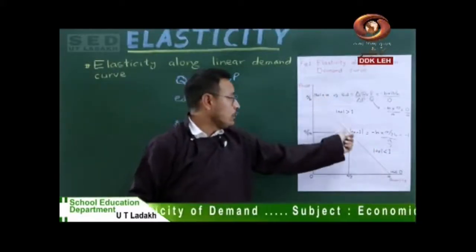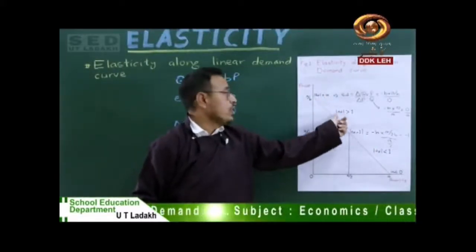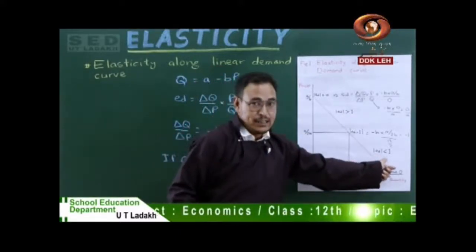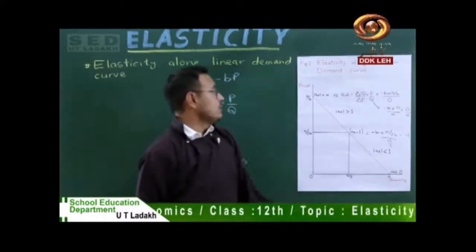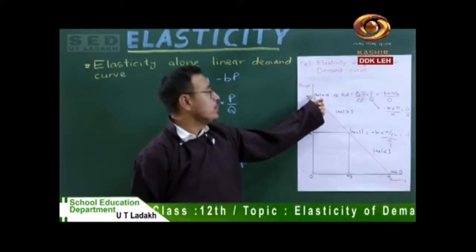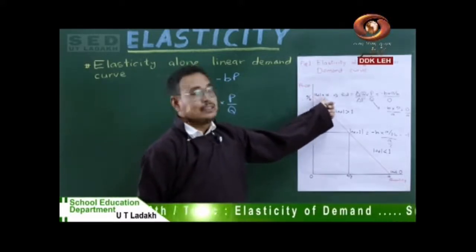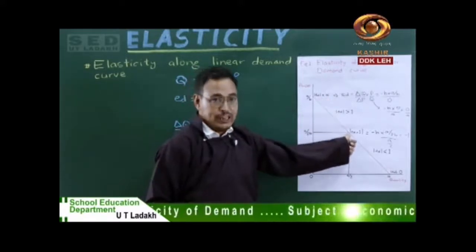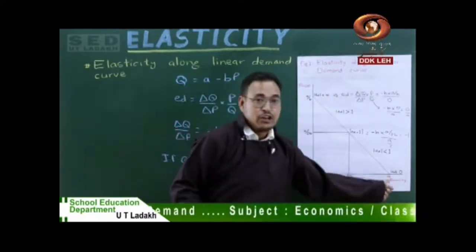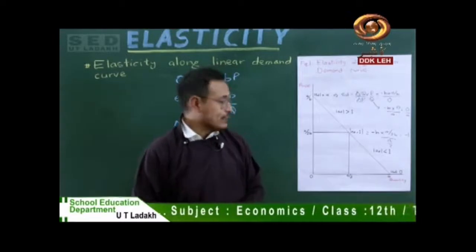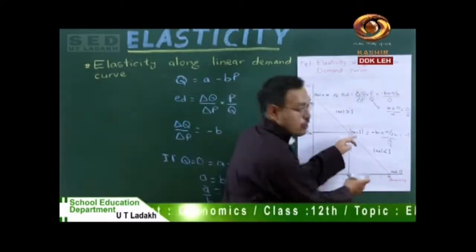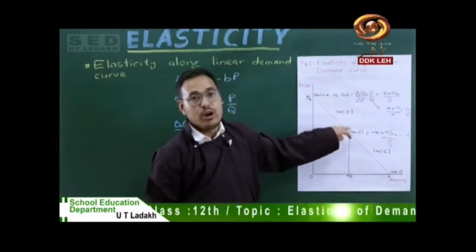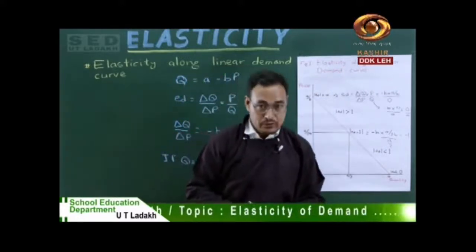Similarly, from this portion to this portion, your ED will be greater than 1, and over here your ED is less than 1. So in other words, at this upper portion your elasticity will be perfectly elastic. Here you have unitary elastic, and here you have perfectly inelastic. Now in this range you have inelastic demand, and over here you have an elastic demand curve.